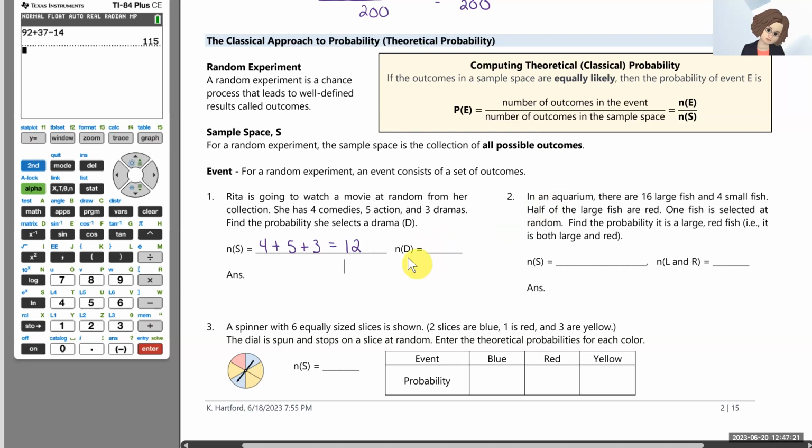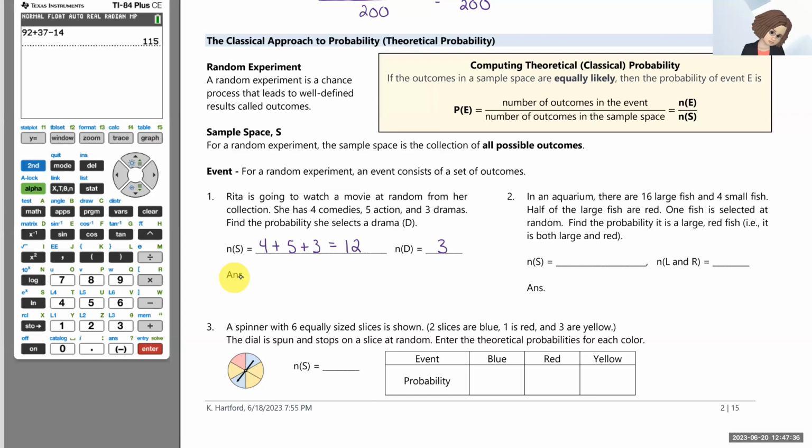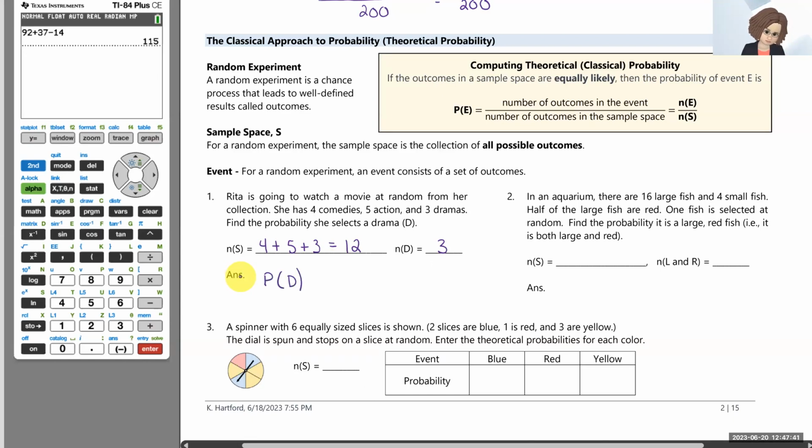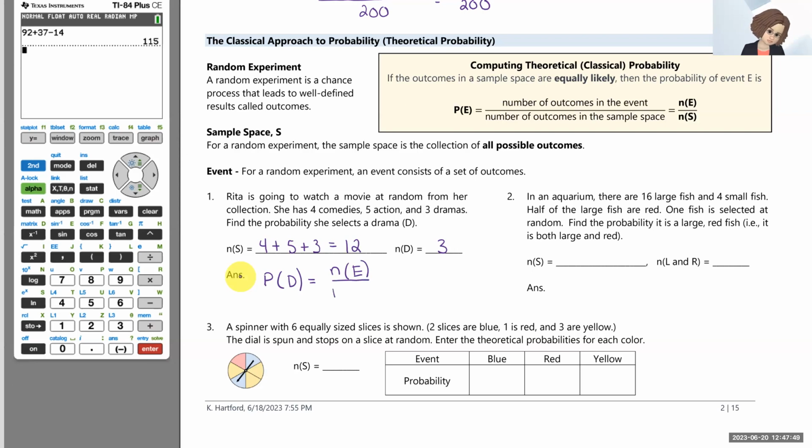And then the number of those that are drama, she has 3 dramas. So just leading you into some notation here. For classical probability, the probability of an event, in this case, getting a drama, so we'll do D for drama. The rule says we take the number of outcomes in the event, and divide by the number of outcomes in our sample space.